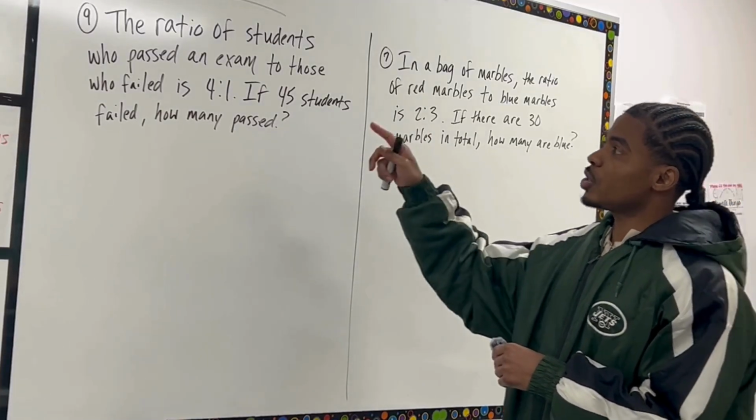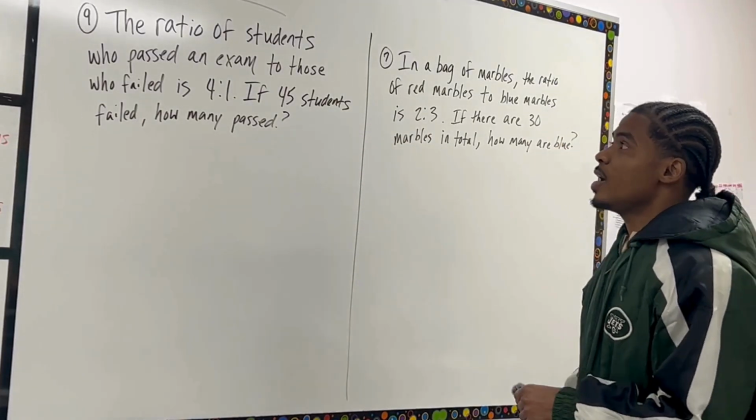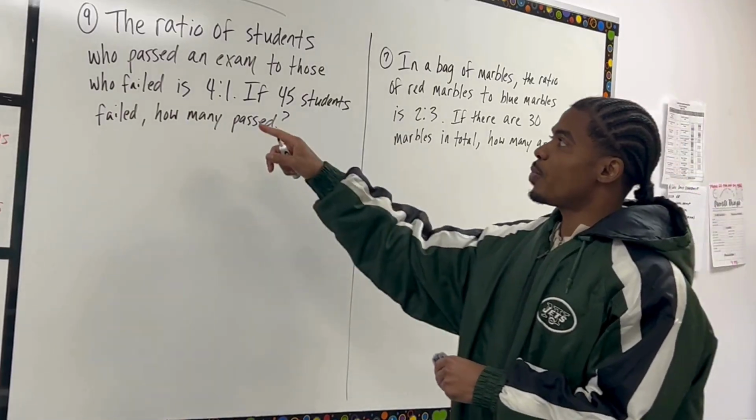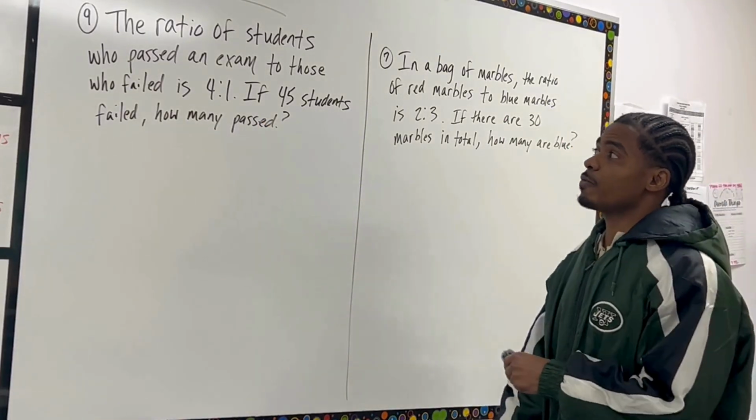All right, so for the ratio of proportions for number 9, it says the ratio of students who pass an exam to those who fail is 4 to 1.